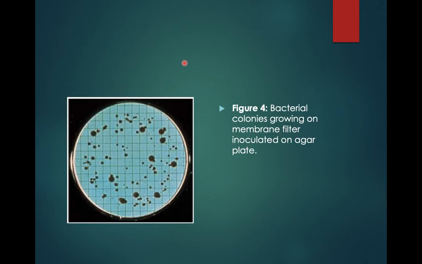So, here is an example of our plate after membrane filtration. You can see the discrete colonies that grew on the medium. Okay? So, that ends our session, our post-lab notes for module number 12.